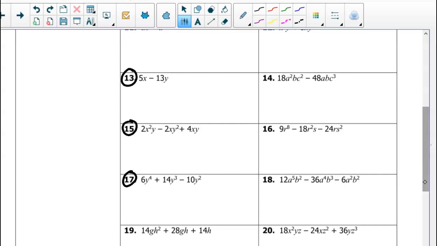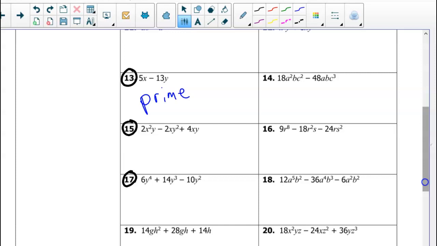For number 13, I'm looking at the two numbers. 5 is a prime number. Its only factors are 1 and 5. 13 is a prime number. Its only factors are 1 and 13. Well, negative 1 or negative 13. So I can't factor out any numbers, or my GCF will not have any numbers. And I see that I have two different variables, so I can't take out any variables either. So because I cannot take out anything, this one is in its factored form already. It's prime.